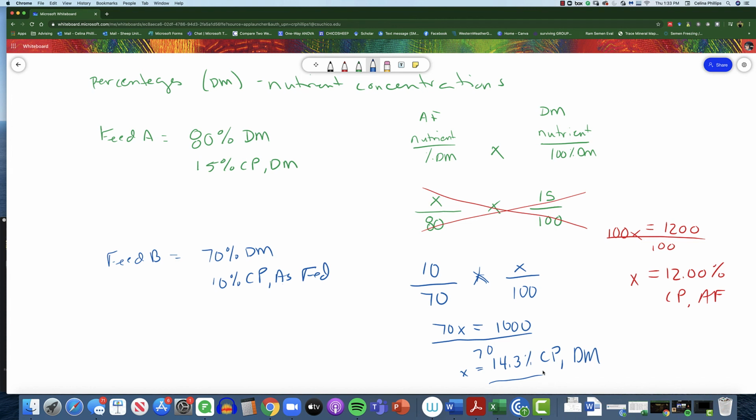And so that kind of wraps up the concepts of how to convert between the two. If you're in my Animal Science 230 class, you will be doing some problem sets that are going to help you practice this concept so that you can really understand how these percentages interact with each other.